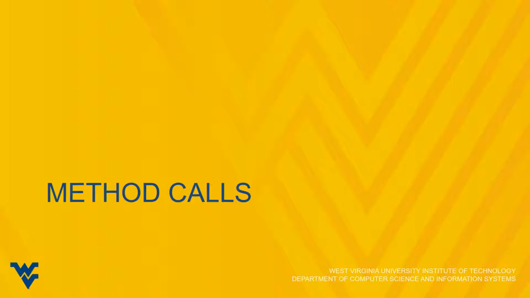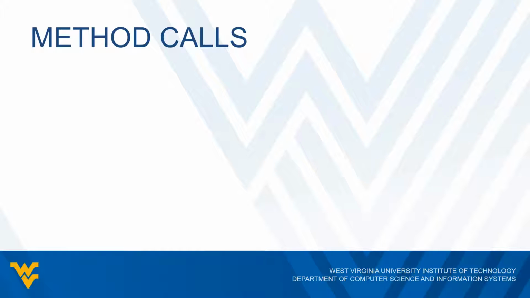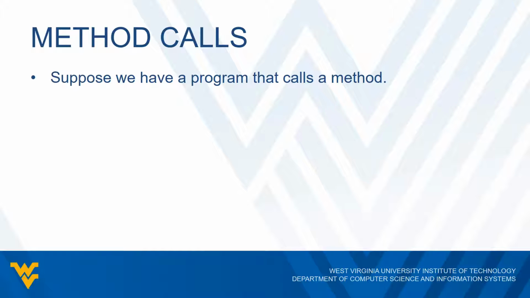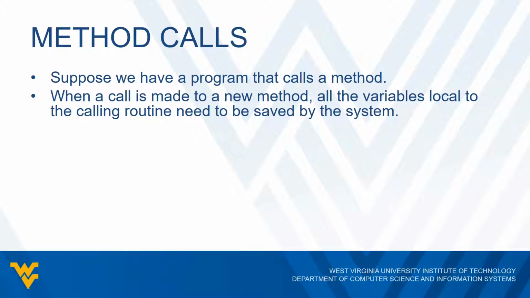We're next going to take a look at another application for stacks that involve method calls. Let's suppose we have a program that calls a very simple method. Now, whenever we actually make a call, the current program or method, wherever we're at, usually has different variables that are local to that calling routine, which we call local variables.